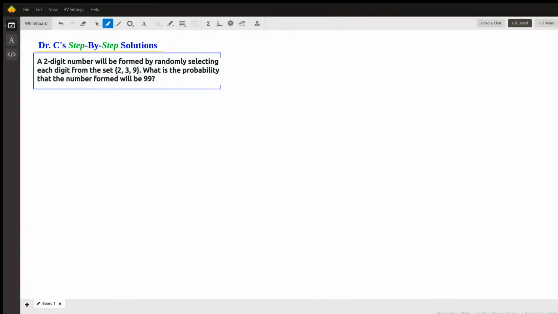It's Dr. C, and today we'll be going over how to solve a combination style question. It's really a probability question, but we'll be utilizing combination here. So they say a two-digit number will be formed by randomly selecting each digit from the set 2, 3, and 9. What is the probability that the number formed will be 99?